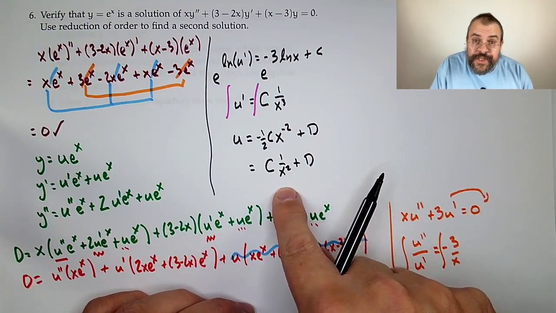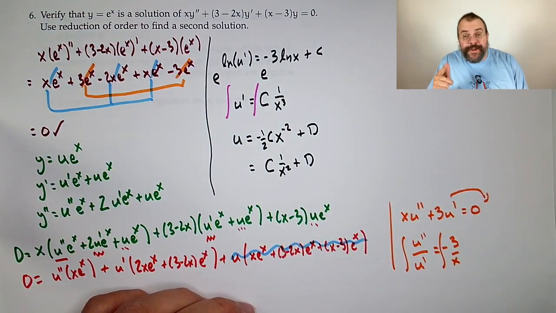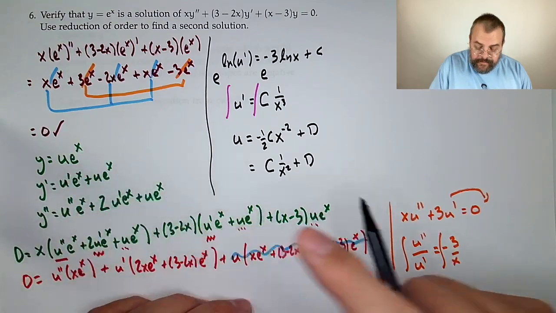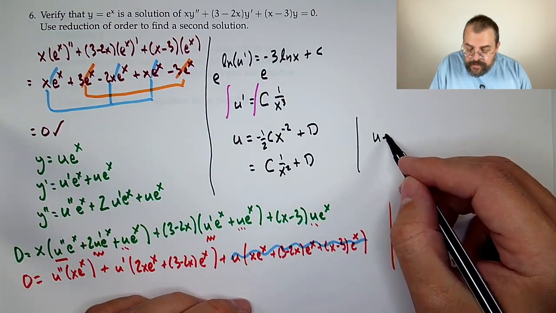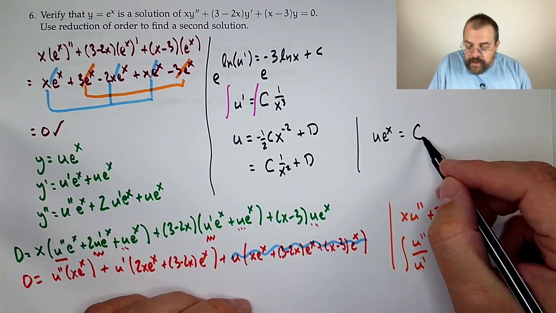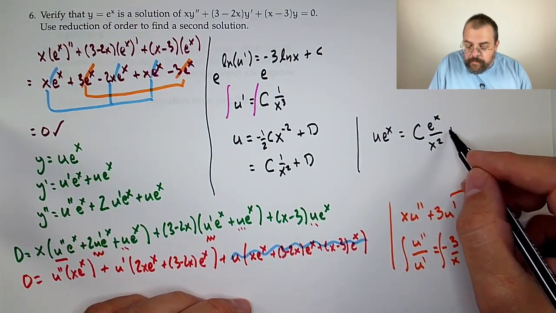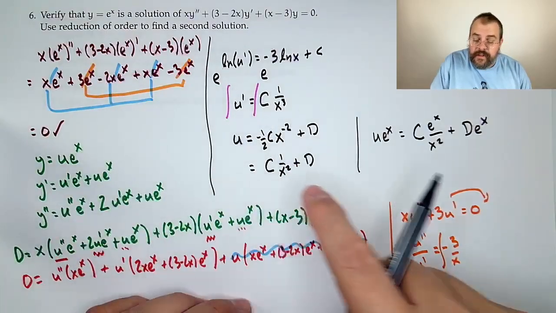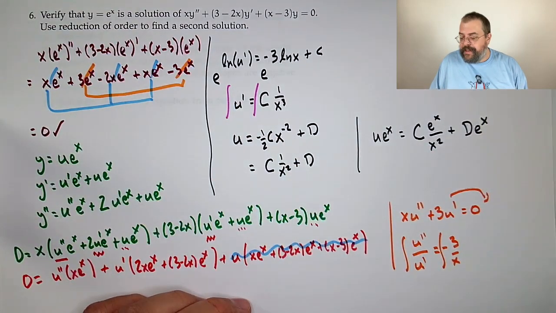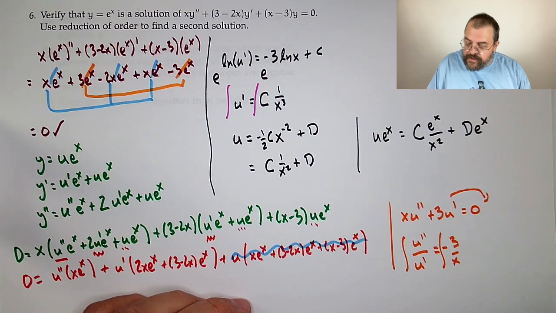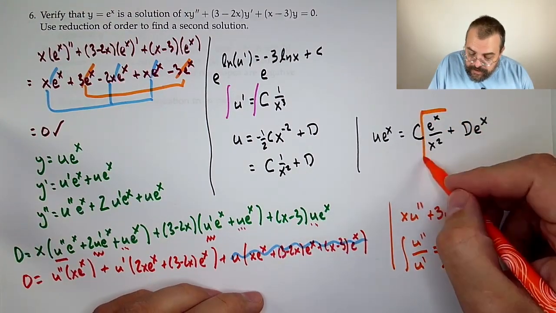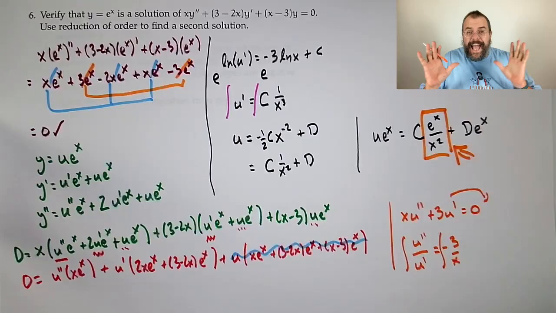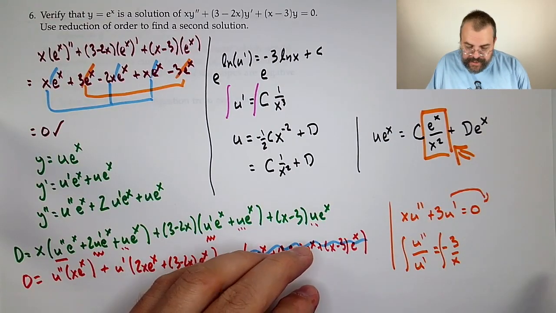Now, is that our new solution? No. But it's almost our new solution. How do we get our final answer? Well, we have to multiply by e to the x. So u times e to the x would be some constant, e to the x over x squared, plus some other constant, e to the x. Now this solution we already knew about. That was the one they gave us. That is our new solution. And therefore, our answer is e to the x over x squared. There we go. Ah, good times, good times.